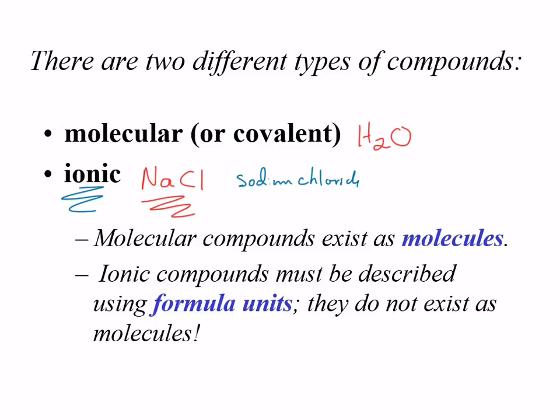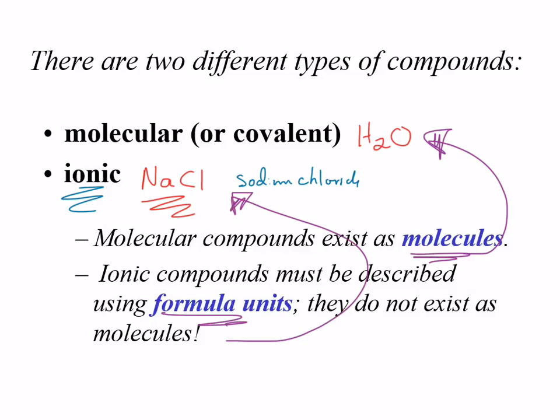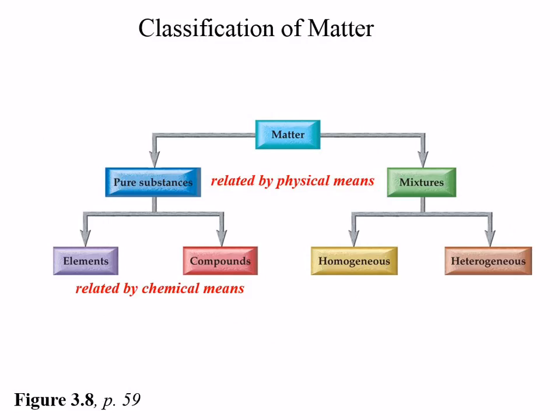First off, molecular compounds we call molecules. So molecular compounds are always molecules. We know that we have a water molecule. But if you have an ionic compound like salt, the repeating unit is called a formula unit. We wouldn't say a molecule of sodium chloride, we'd say a formula unit of sodium chloride. So that's one difference.